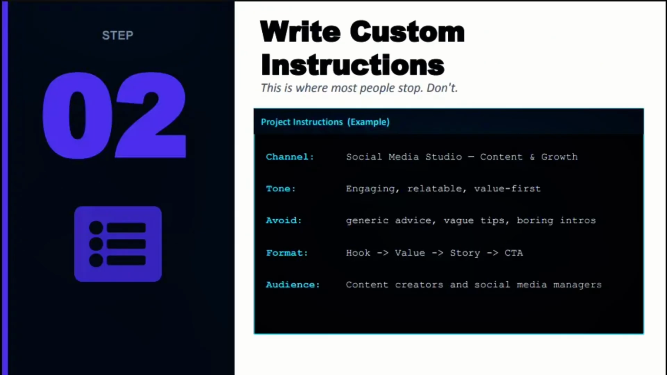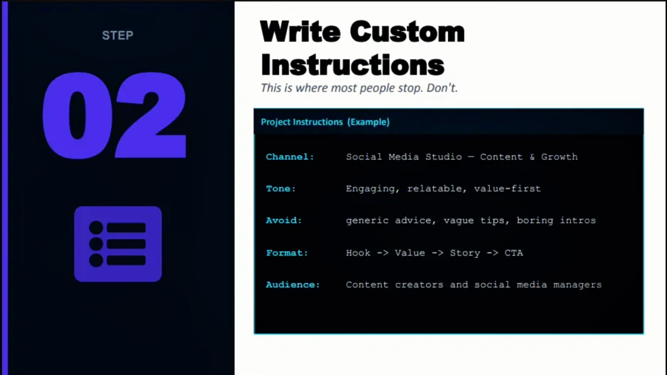Step 2, write a custom instruction. I would say 5 items have to be inside the project. The first one is channel. What is this channel about? It's social media studio, content and growth. And what tone are you looking for? For example, it should be engaging, relatable, and value first. You tell Claude what you need to avoid: generic advice, vague tips, and boring intros.